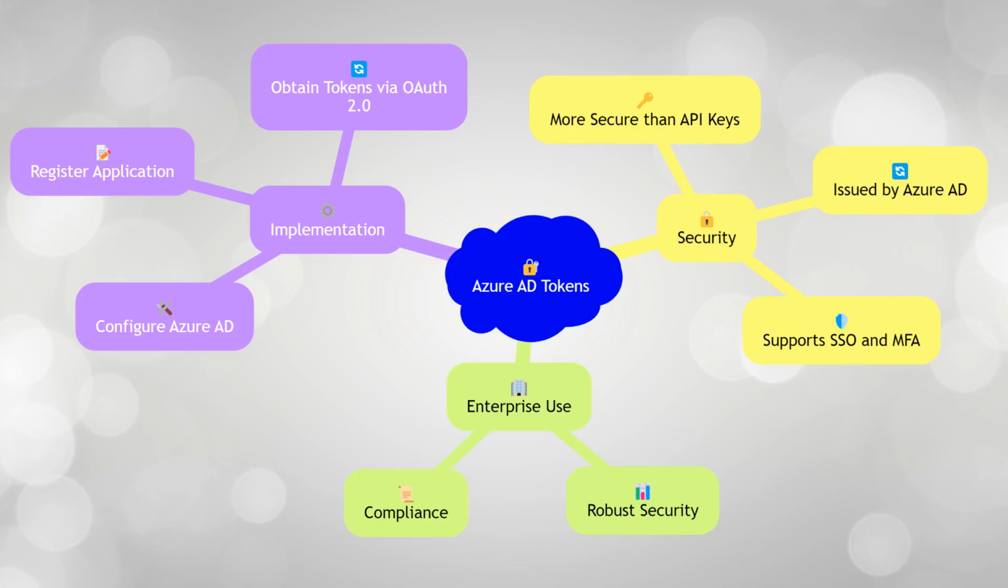Azure Active Directory (AAD) tokens provide a more secure and scalable authentication method compared to API keys. AAD tokens are issued by Azure AD and can be used to authenticate users and applications. This method supports single sign-on, SSO, and multi-factor authentication, MFA, enhancing security. AAD tokens are particularly useful for enterprise applications that require robust security and compliance. Implementing AAD token authentication involves configuring Azure AD, registering the application, and obtaining tokens through OAuth 2.0 protocols.